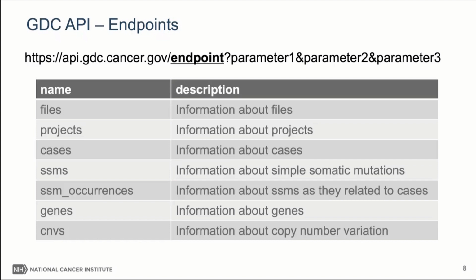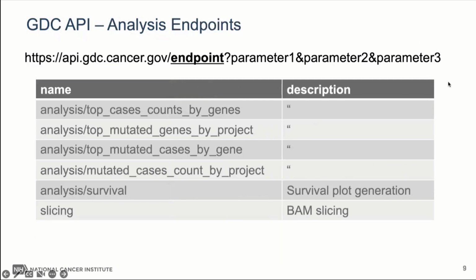But in the exploration side, you'll see some more information that comes from the API, like mutations, genes, copy number variations. And these also come from different endpoints. The SSMs, the simple somatic mutations, occurrences, genes, CNVs. We're going to show some examples for those later.